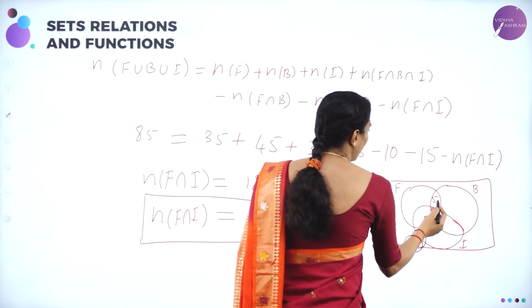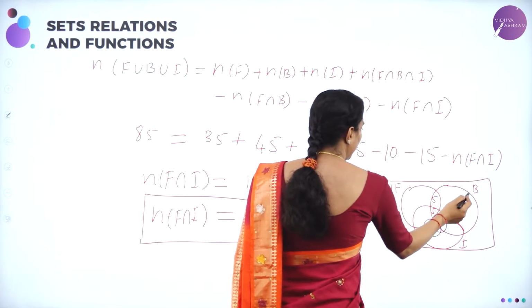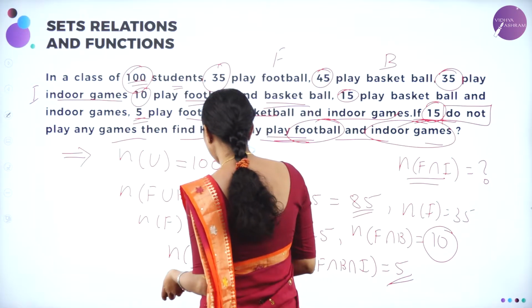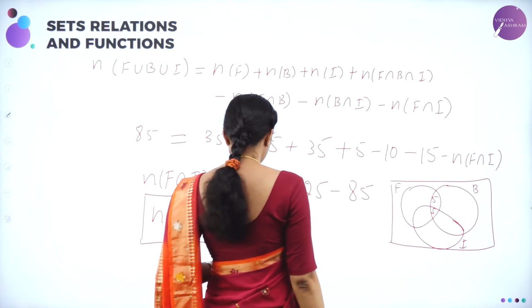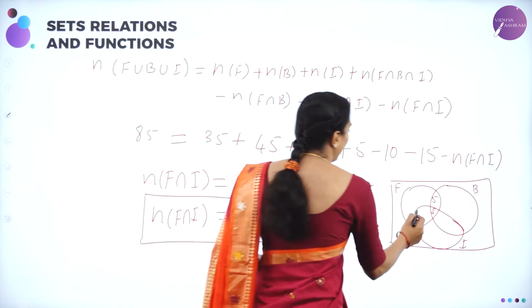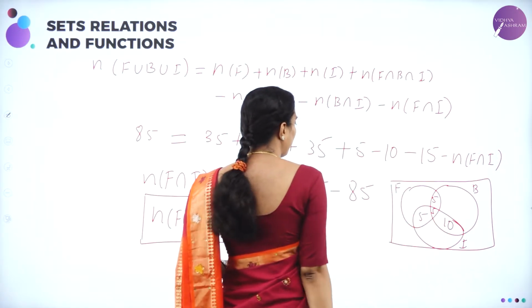Now again you are going to have B intersection I. How many B intersection I? See, B intersection I is 15. So therefore you are going to write 15 as here 5, here 10. Correct? So 10 plus 5 is nothing but 15.